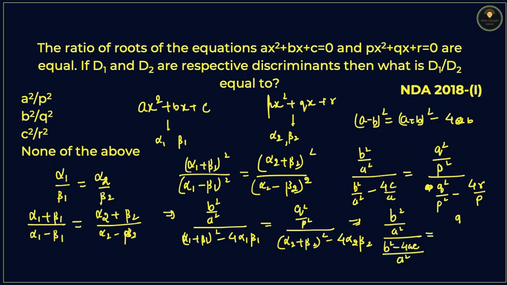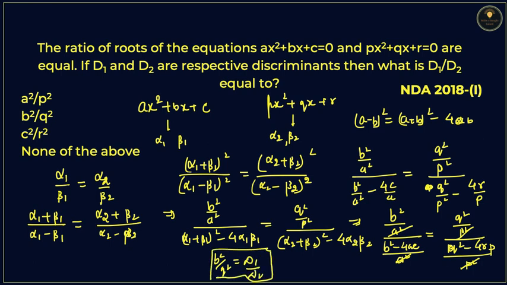And the same thing you write on the other side: q square by p square, and in the denominator q square minus 4rp divided by p square. P square cancels, a square cancels. So you will get b square by q square equal to d1 by d2. So this is the value that you will get.